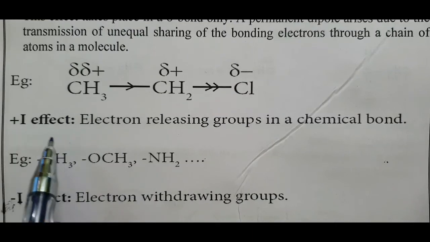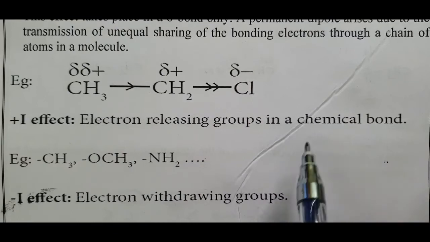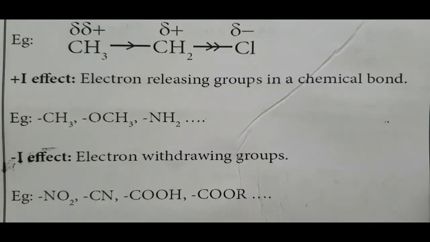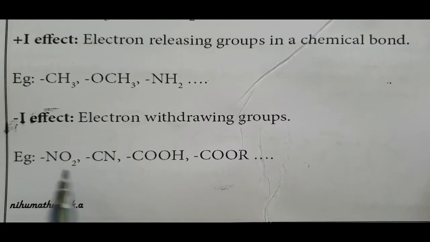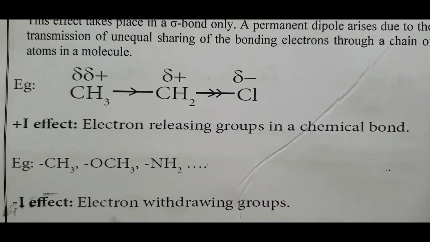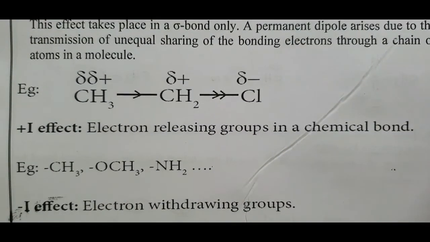There are two types of inductive effect. Plus I effect: electron releasing groups in a chemical bond, for example methyl, methoxy, NH2. Minus I effect: electron withdrawing groups, for example NO2, CN, COOH, COOR. If these groups are present, they withdraw the electrons towards themselves, and methyl and methoxy push the electrons towards Cl or CN, etc.